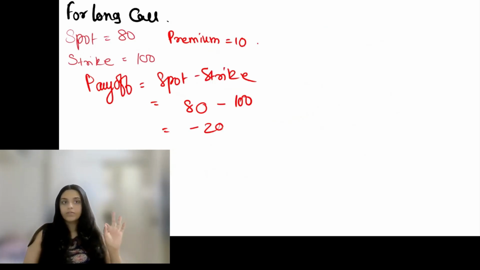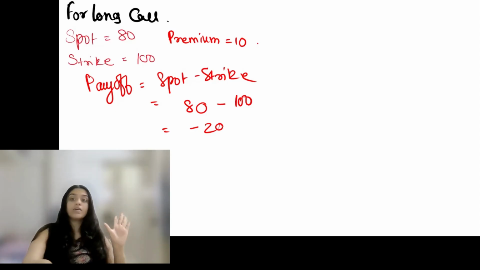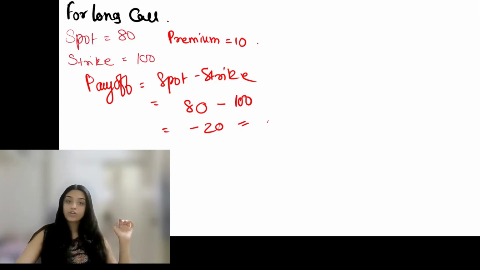For this example, for the same long call position, what have we learned? For a call option, the payoff is spot minus strike. Spot is 80, strike is 100, so 80 minus 100 is minus 20, and minus 20 is the loss, correct? But no, payoff will never be negative. If you have an answer of minus 20, it will actually be written as 0.